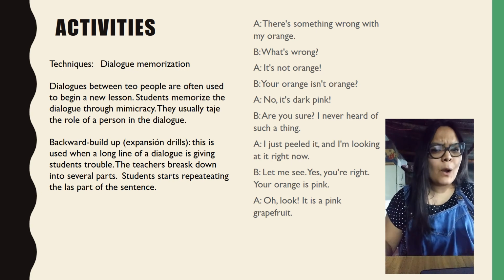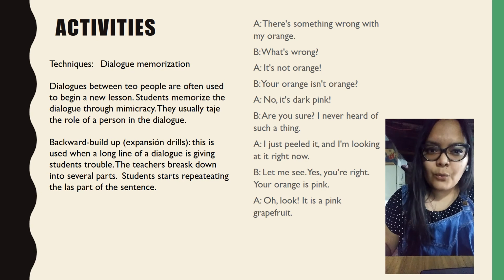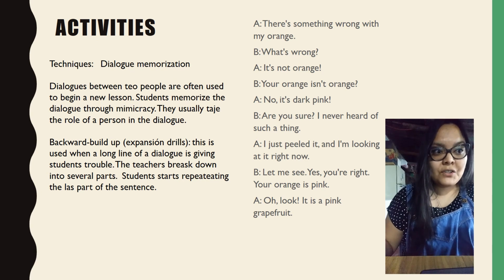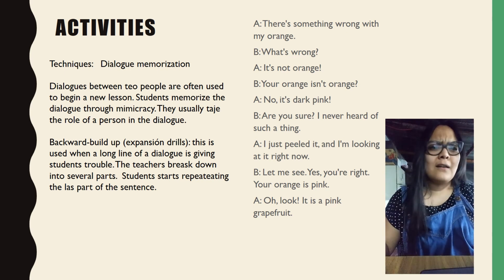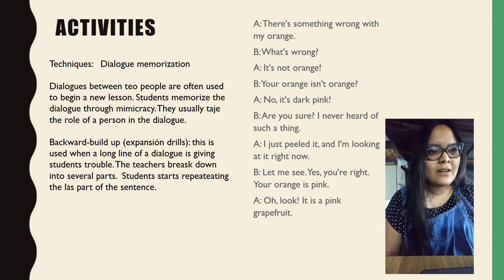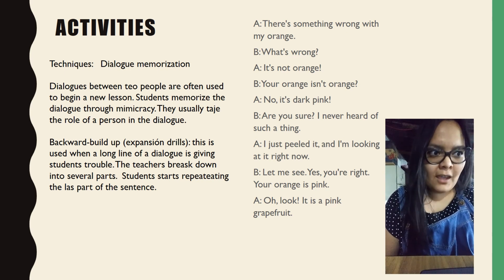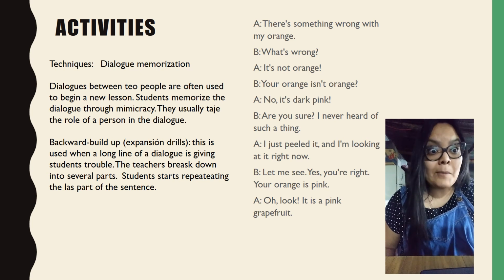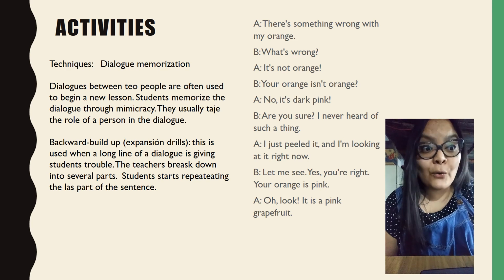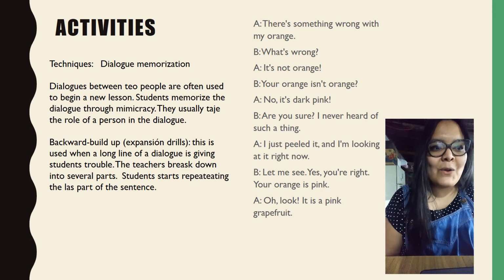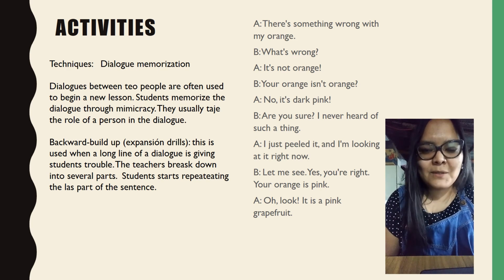There is something wrong with my orange. What is wrong? It is not orange. Your orange isn't orange. No, it is dark pink. Are you sure? I never heard of such a thing. I just peeled it and I'm looking at it right now. Let me see. Yes, you are right. Your orange is pink. Oh, look, it is a pink grapefruit.